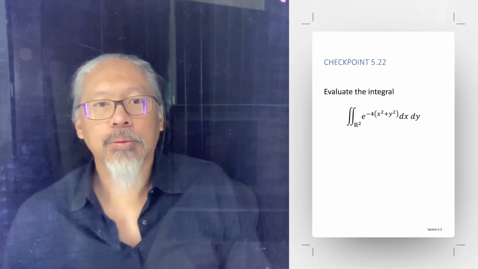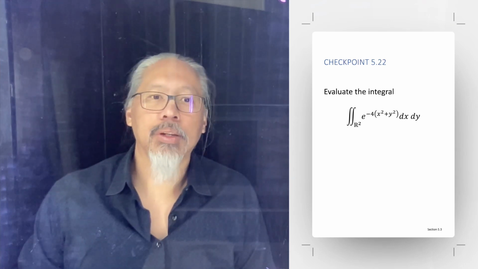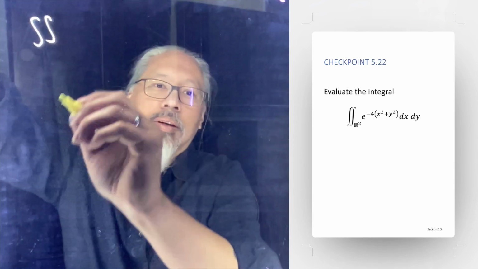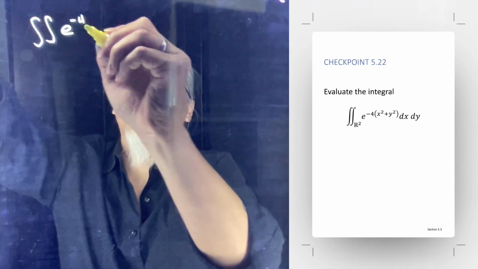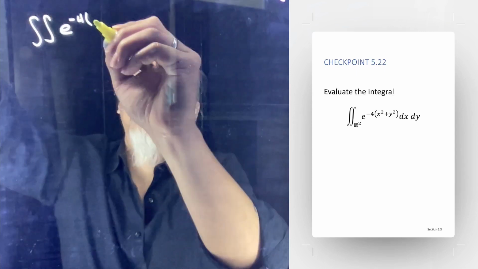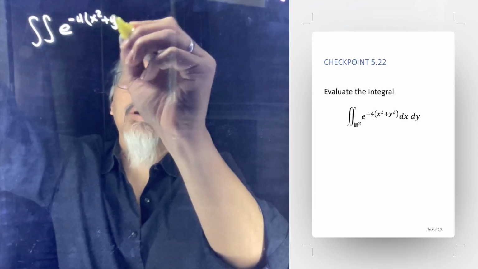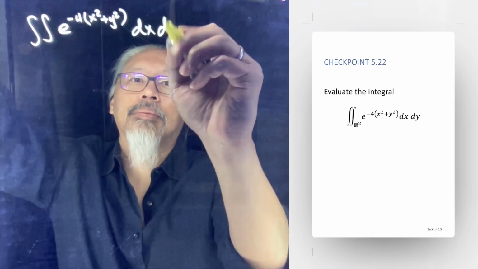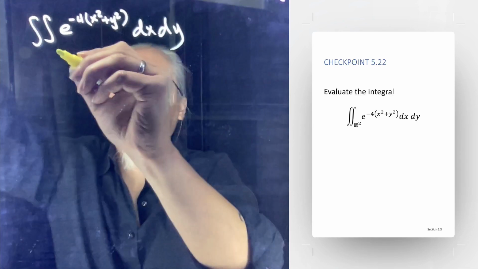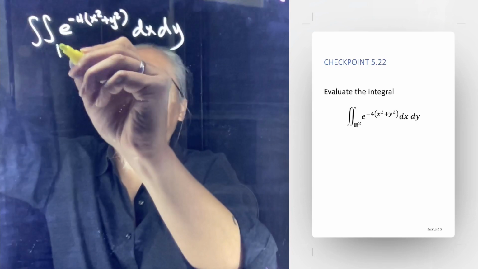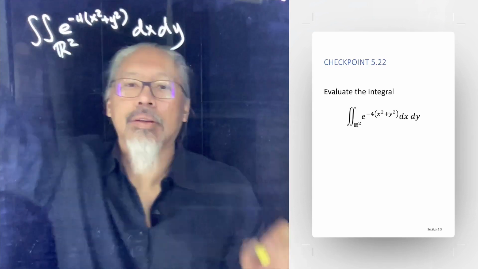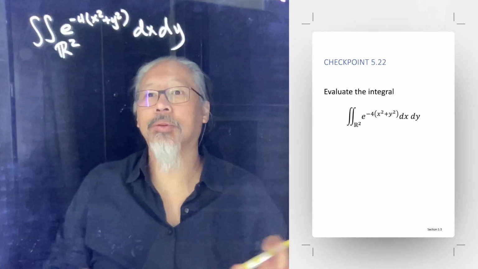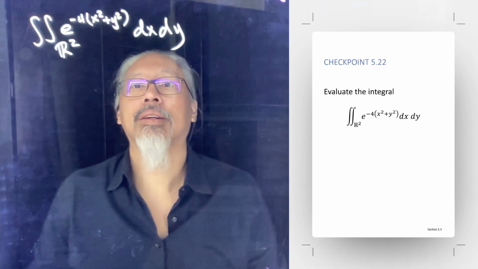Hello, in this video we're going to do checkpoint 5.22. We have a double integral of e to the minus 4 times (x squared plus y squared) dx dy, you can just call it dA, over the region R. Actually, not just the region, but the whole xy plane. We're looking at the whole xy plane here.